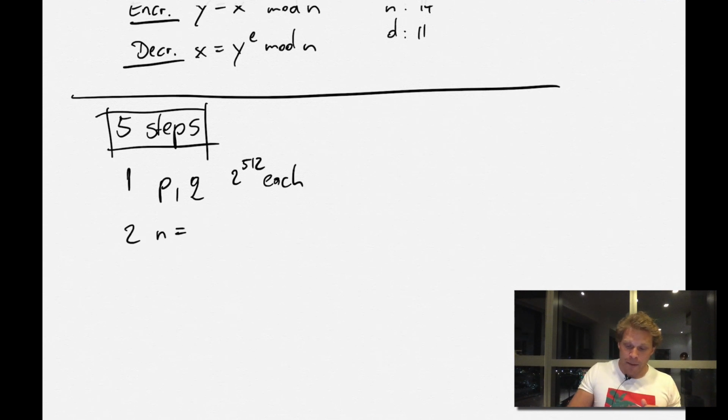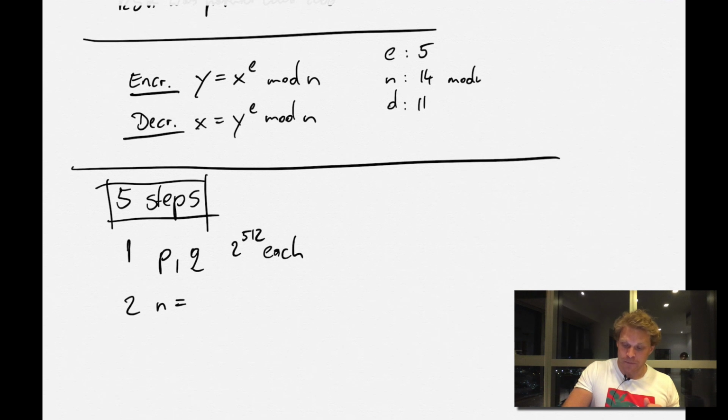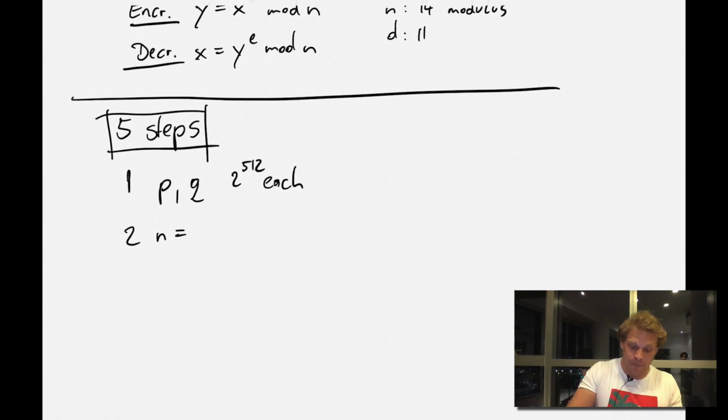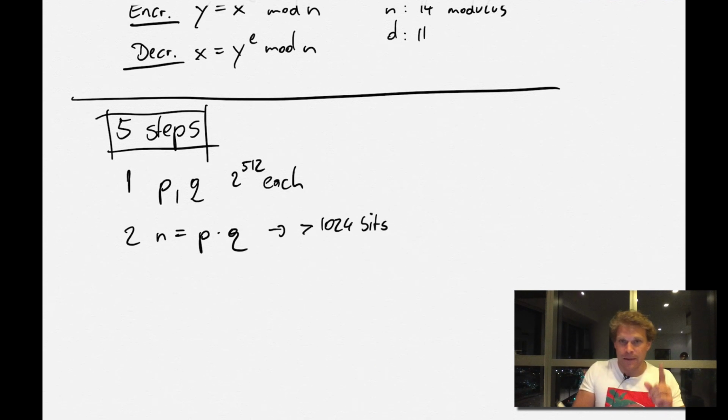Because remember, n is the modulus. N equals P times Q. And this is important because if P and Q are each 2 to the power of 512, so 512 bits, this one is at least 1024 bits. And we need this because otherwise we're going to be able to crack this. We're going to be discussing a bit of cryptanalysis at the end, but we need this kind of length. And you will see this is going to be the major downside that RSA has.